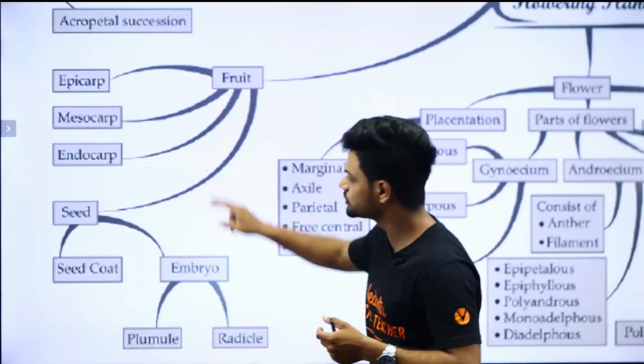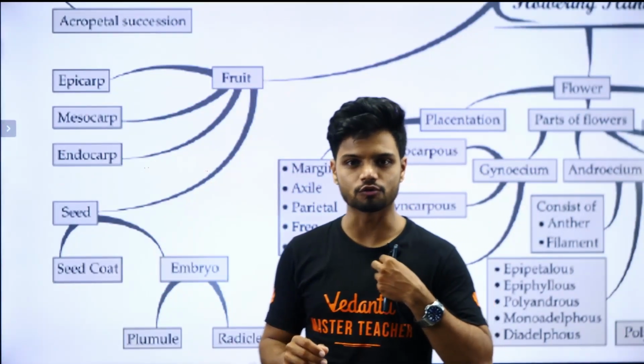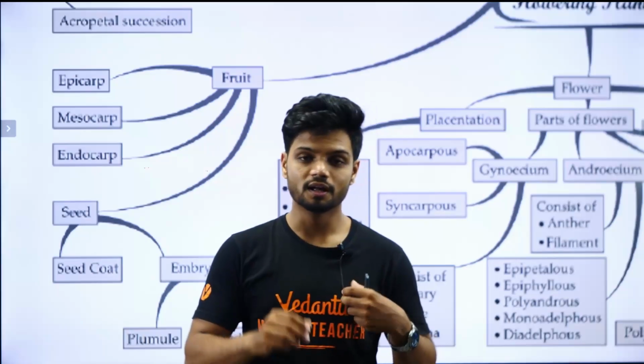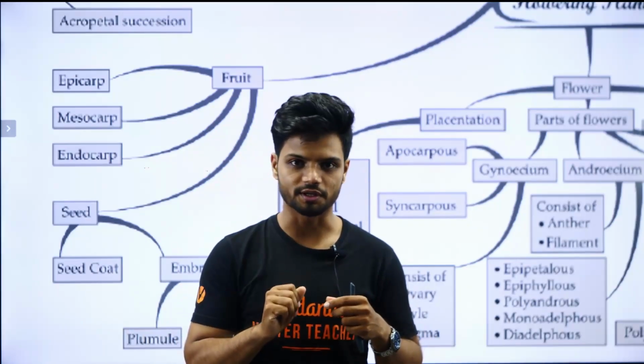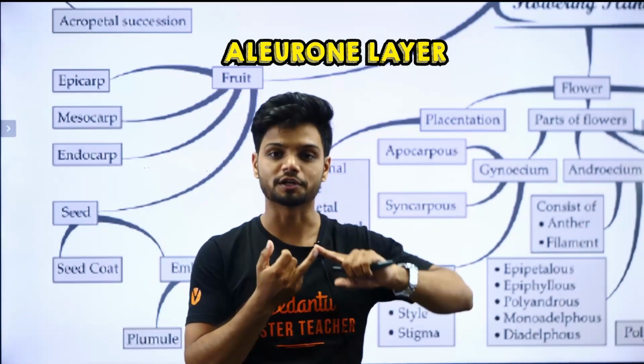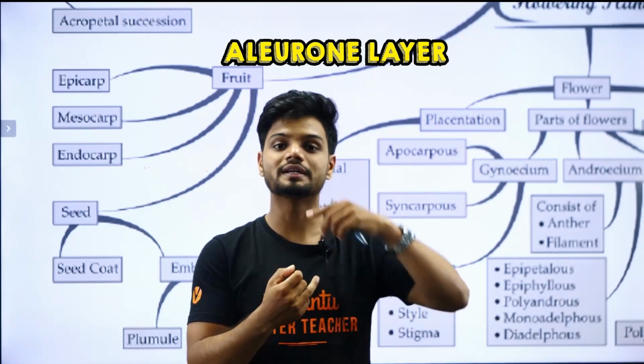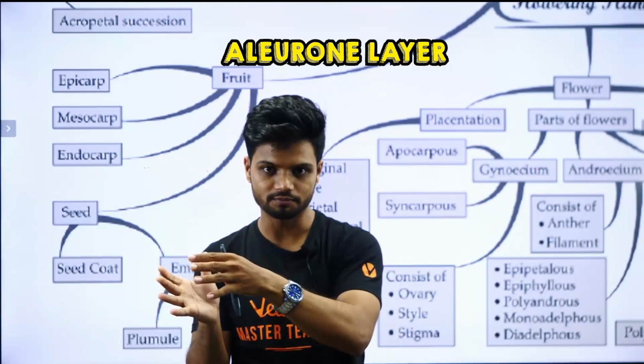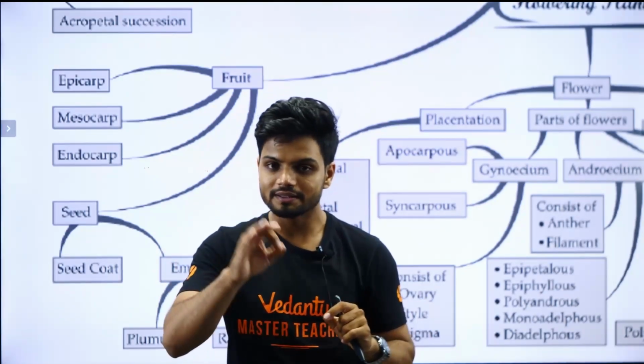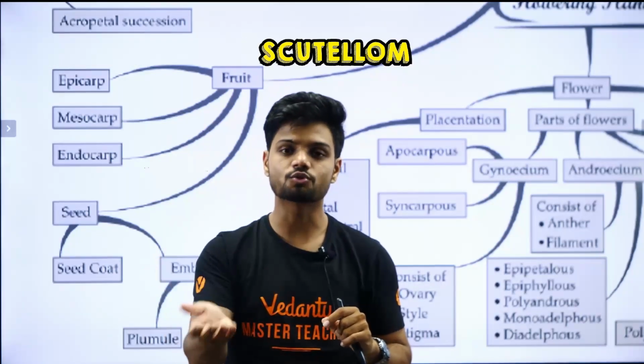Apart from that, we need to know the monocot seed also. Now, what is there in monocot seed? There are three things which you remember in monocot seed. First, you need to know what is the aleurone layer. It is a layer which separates your cotyledon from the endosperm. Then what is the cotyledon called here? That is called scutellum.